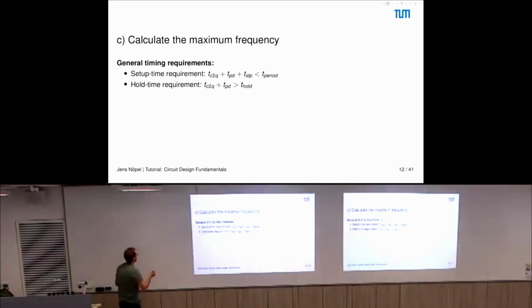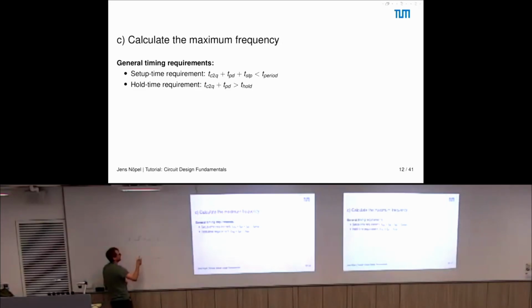So maybe let's imagine we have a flip-flop, and this is our clock, and this is our data that comes into our flip-flop. And at some point, we change the data. And then the interesting question is, at what point in time does it arrive at the output? So there are multiple cases, right?